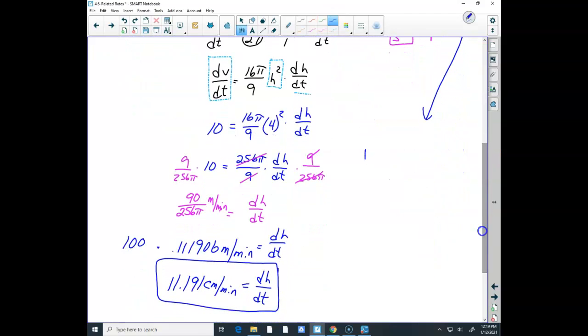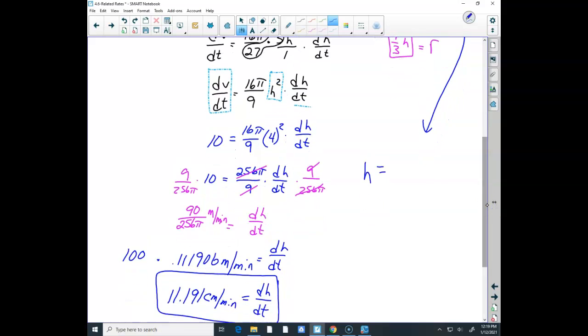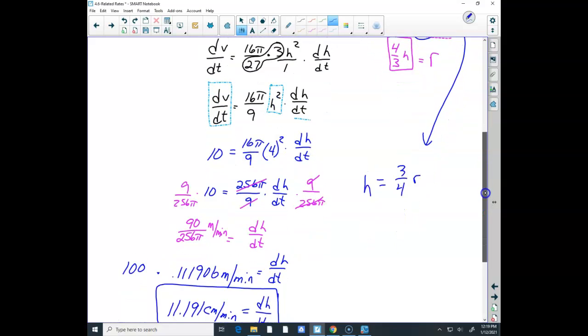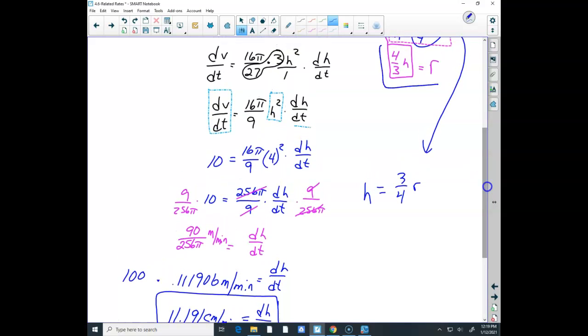And I'm going to take my h equals, oh crumb, what was it? H equals 3/4 r, or I could probably take, because I'm already going to know dH dt, it doesn't matter which one I take, I should probably take the one that's solved for radius, because then dr dt is already going to be isolated. So that's what I'm going to do. I'm going to come back here, and I'm going to say 4/3 of the height equals the radius.